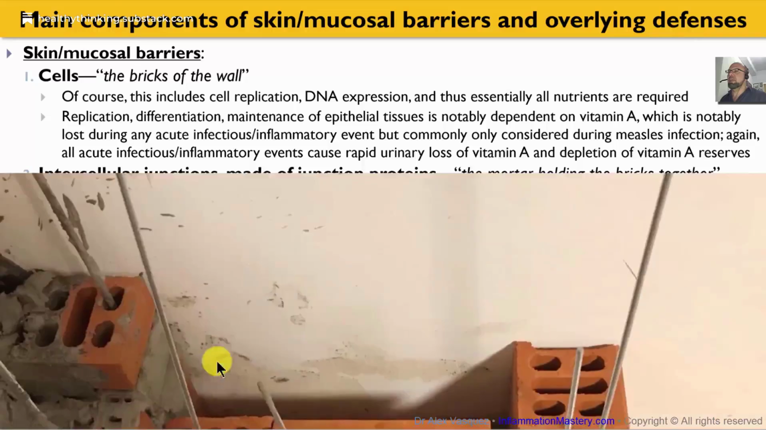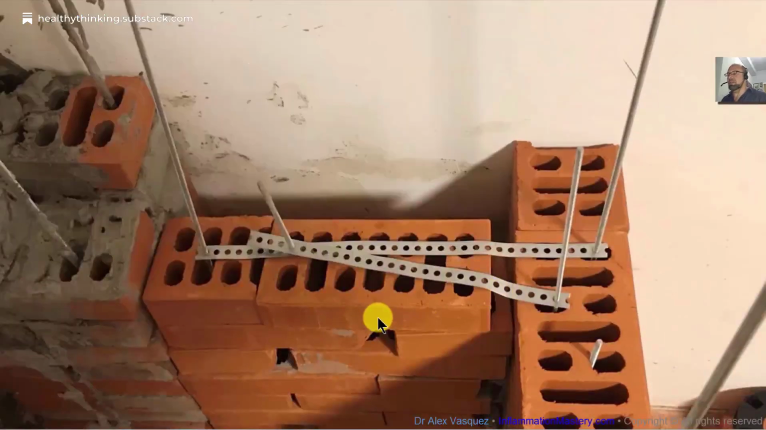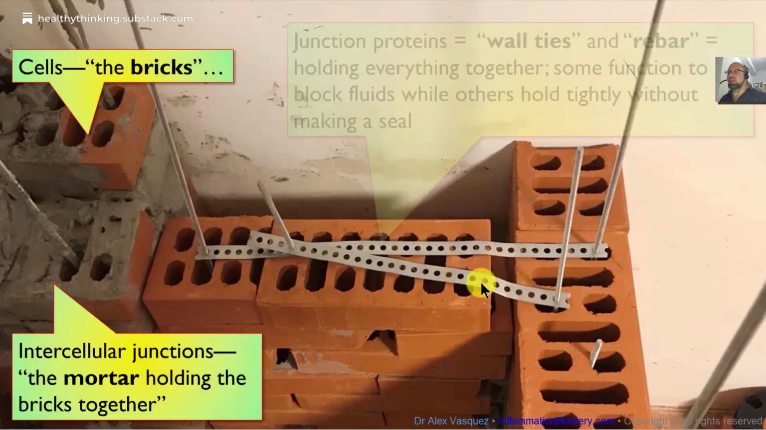So let's look at another kind of metaphor here. This is a wall that I'm actually building right now. This is going to be a fireplace when I'm finished with it. But what you can see here are what are called wall ties. And so some intercellular junction proteins actually hold the cells together, but they don't provide weatherproofing or waterproofing. So you can see that these wall ties are holding the bricks together, but they're not sealing the gap, so to speak. Some intercellular junction proteins actually create a tight seal, blocking ions and water, and others just kind of do a loose job, so to speak, of holding things together, as you can see in this metaphor.